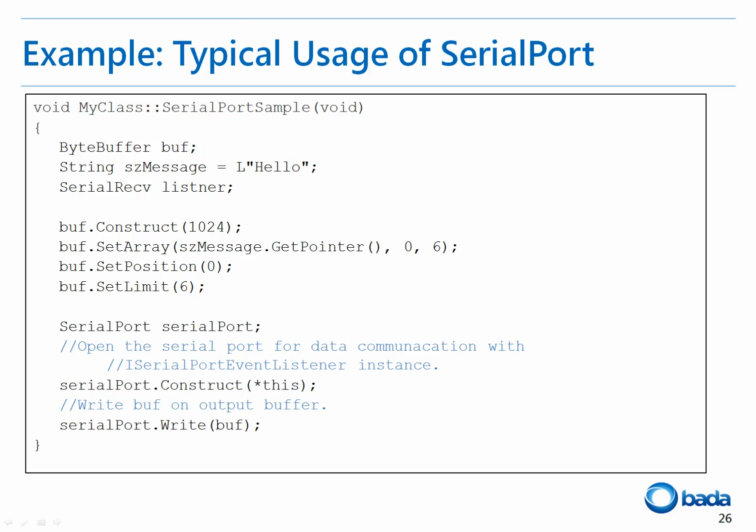In lines 3 to 9, we prepare the byte buffer with the data to be written to the serial port. In line 12, we're making the MyClass instance the serial port event listener for handling the receipt of data or error occurrences. In line 14, we are writing the buffer data to the serial port.